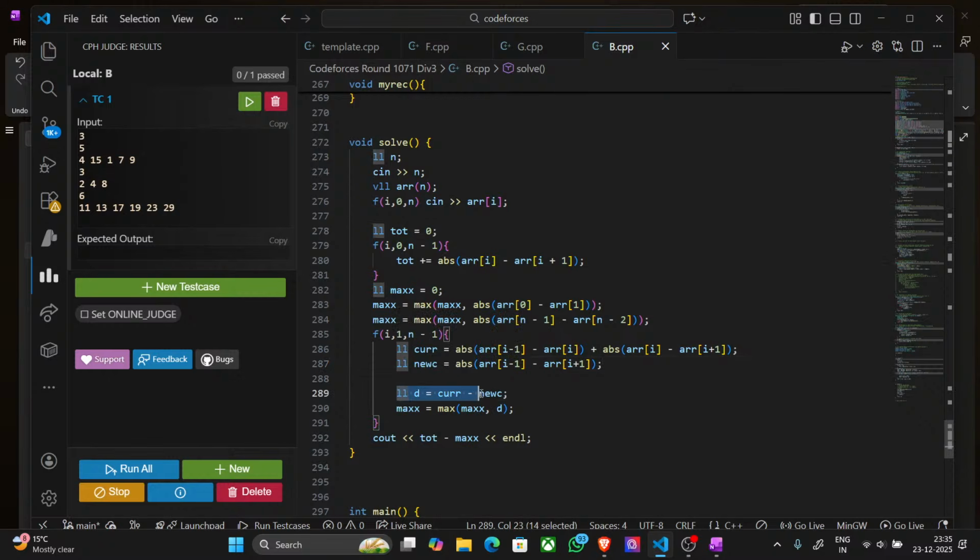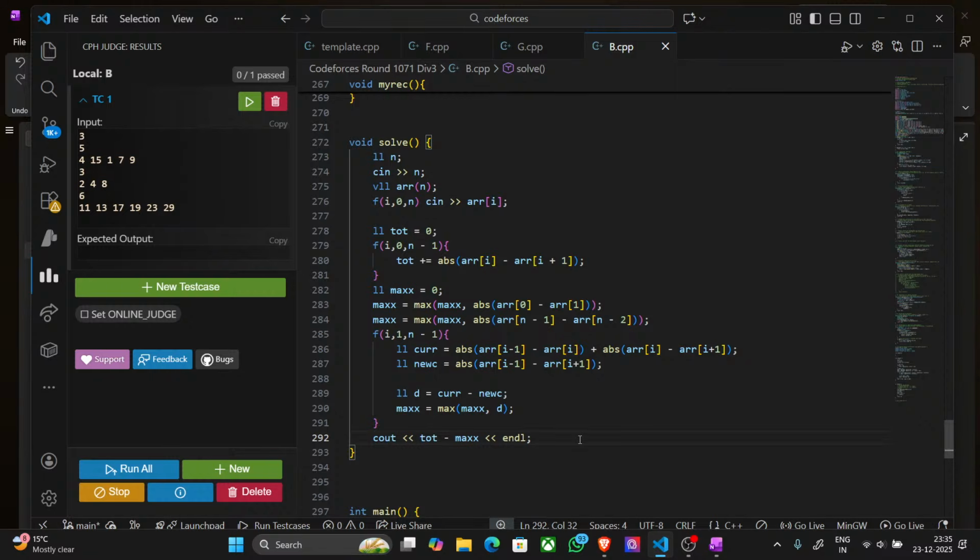So I need to maximize the difference. So I have taken the difference as current minus new, and I have taken the maximum with this difference, and I return the total minus max. This will give us the right answer for this problem.